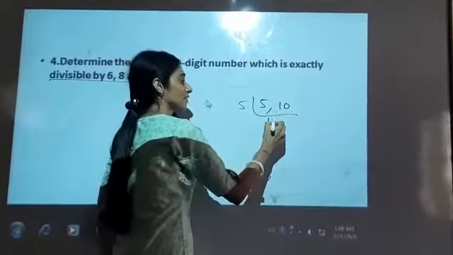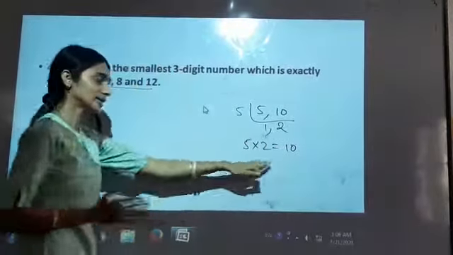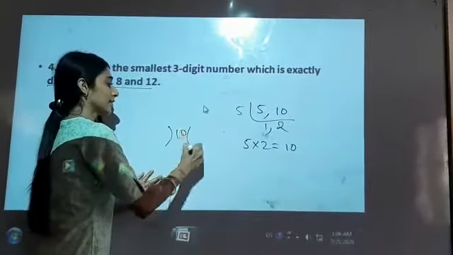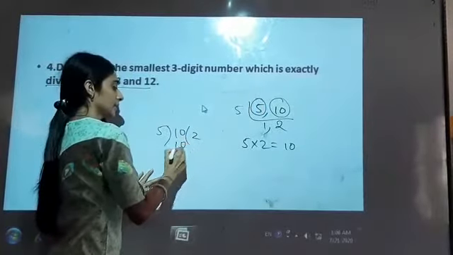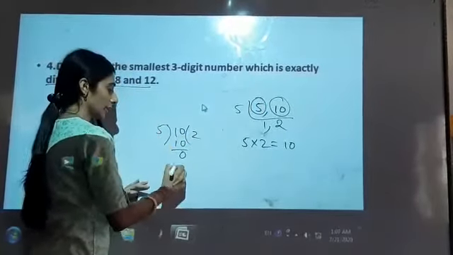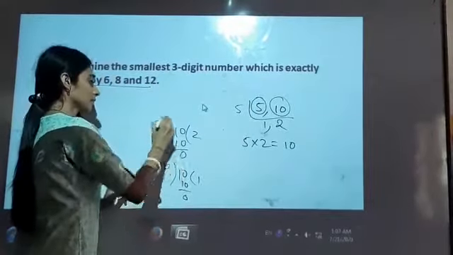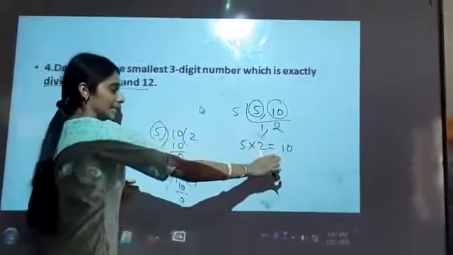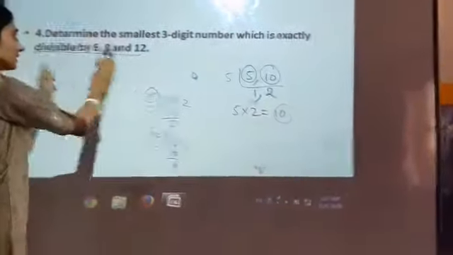Find the LCM. 5 ones are 5, 5 twos are 10. So the LCM is 10. Now 10 is the smallest number that is divisible by both of these numbers, 5 also and 10 also. 5 twos are 10, 0 as remainder. 10 ones are 10, 0 as remainder. That means the LCM, 10, is divisible by both the numbers 5 and 10. So this part is clear.